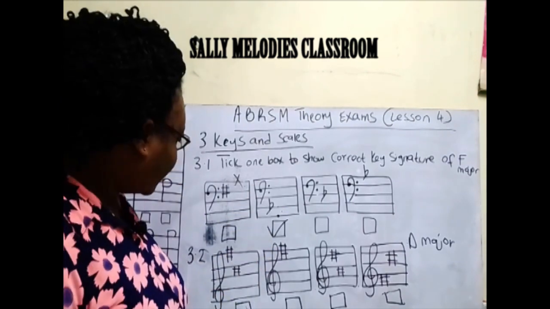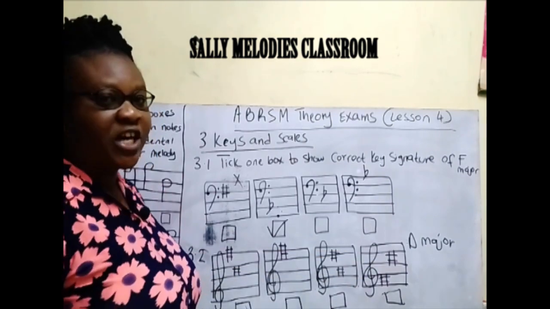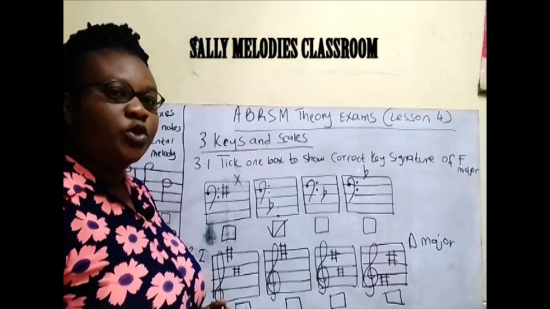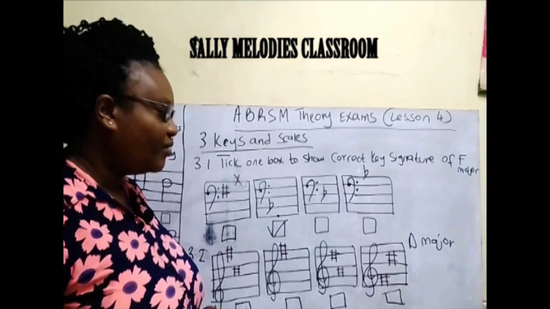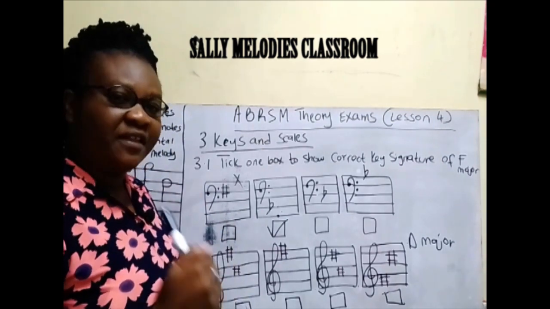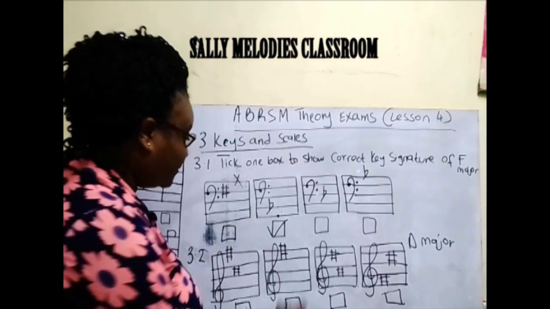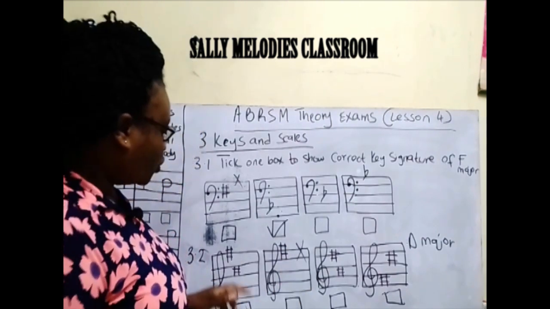And then we come to 3.2. We are looking for a D major. Before you answer the question, you ask yourself, how many sharps are there in a D major? There are 2. So automatically, this one is out. So you are working in between these 3.